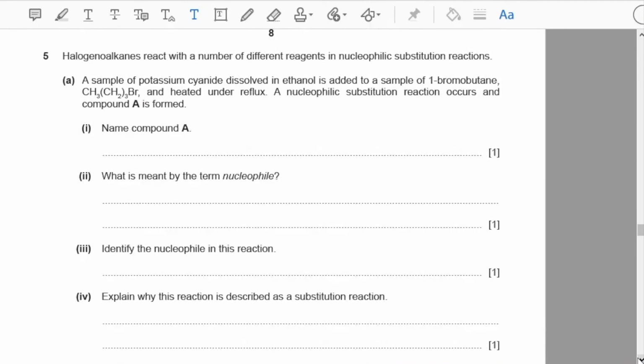Question number 5. Halogenoalkanes react with a number of different reagents in nucleophilic substitution reactions. Part A. A sample of potassium cyanide dissolved in ethanol is added to a sample of 1-bromobutane and heated under reflux. A nucleophilic substitution reaction occurs and compound A is formed. Name compound A.